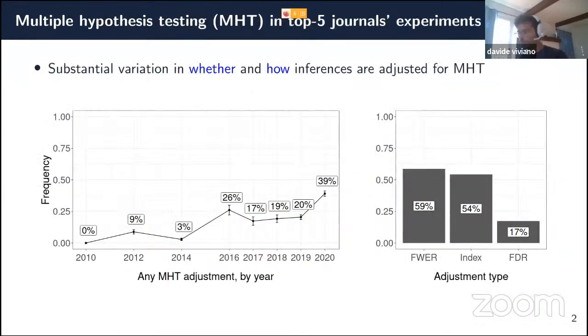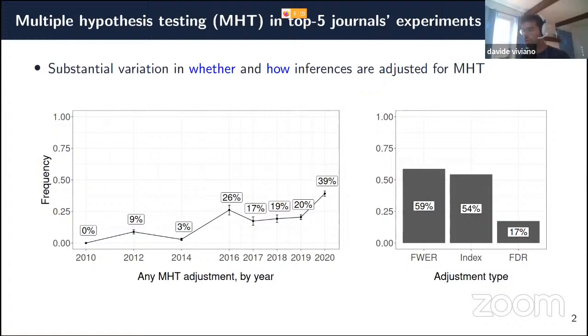Now, to motivate a little bit what I just explained, let me show you two graphs. In the first graph, we count across the top 5 econ journals the percentage of papers which adjust inference for multiple hypothesis testing, across the experimental papers published. What we observe is that multiple hypothesis testing is a rising concern in economics. The percentage of papers which adjust inference for multiple hypothesis testing rises from 0% up to approximately 40% in 2020.